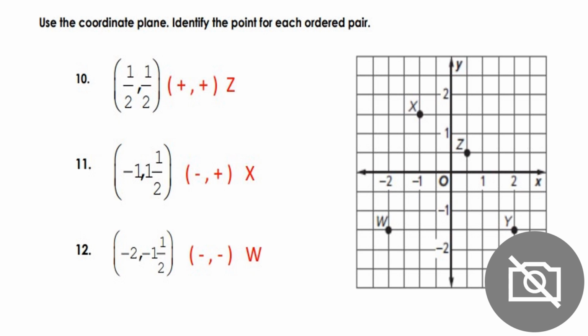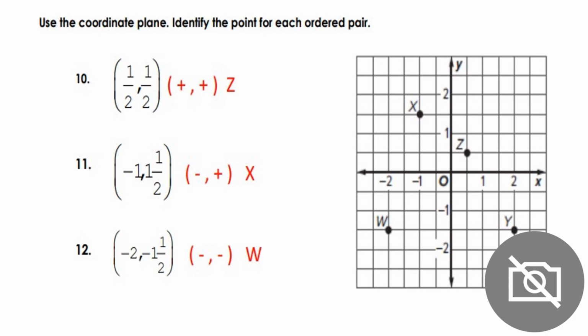See here, use the coordinate plane to identify the point of each ordered pair. This is just the opposite of what we did before. Here they have given you the ordered pair and they are asking you to find the name of that coordinate. Now this is half and half, positive half, positive half. So that will be Z.